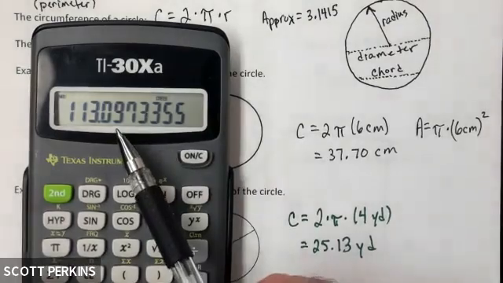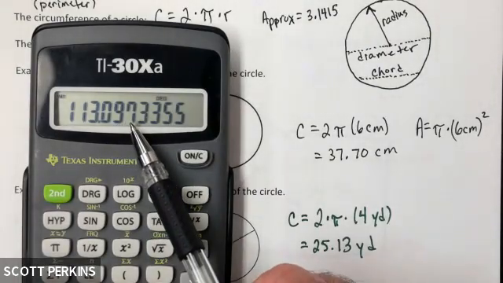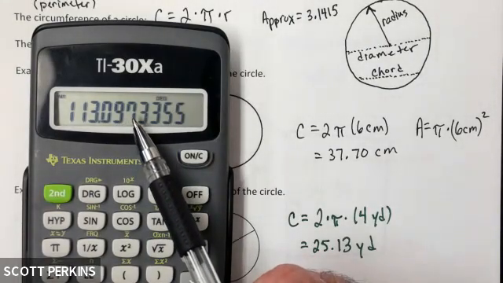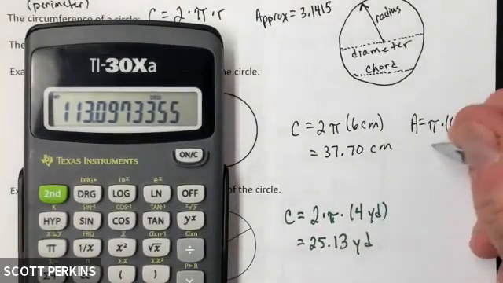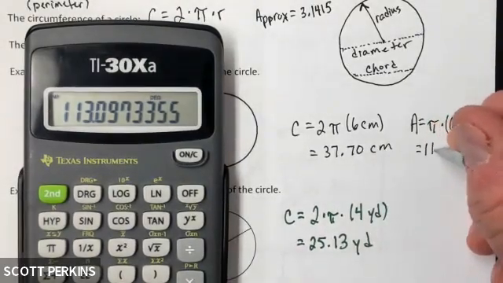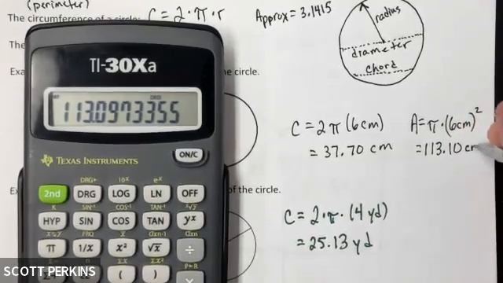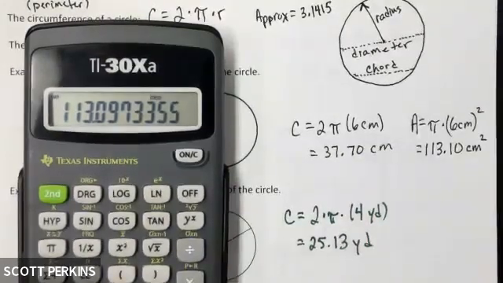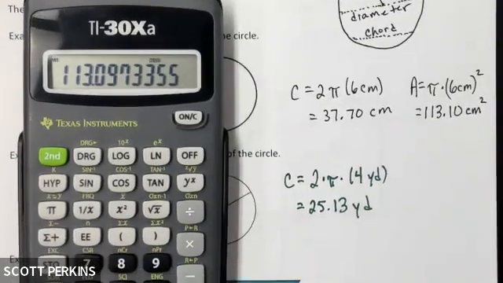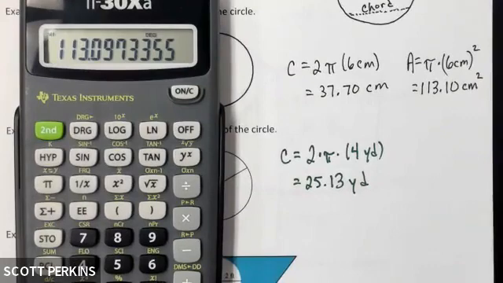So that's 113.097. So again, my 10th place is 9, so the 100th place is a 7. That tells me to round the 9 up. So that becomes 113.10. Yes, perfect. Centimeters squared. So I'll give you a few moments. Go ahead and find the area of that other circle.